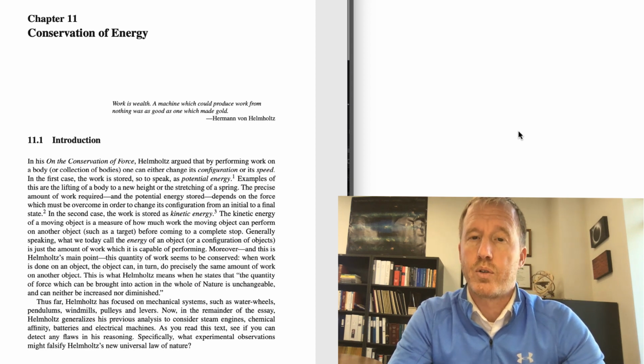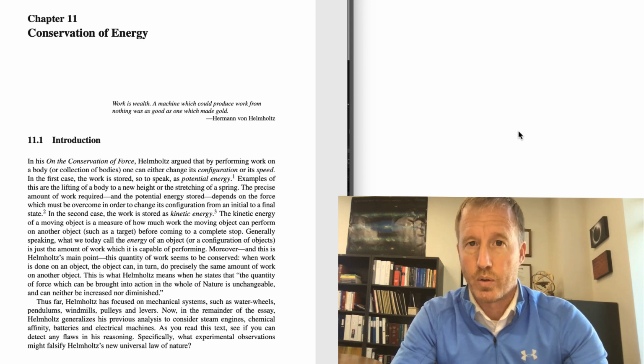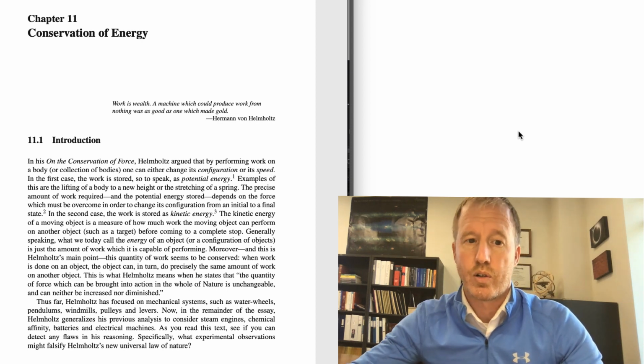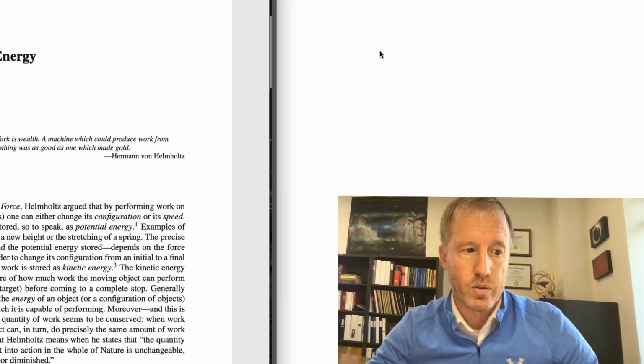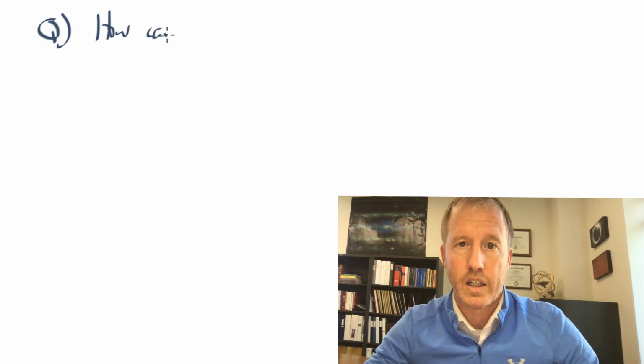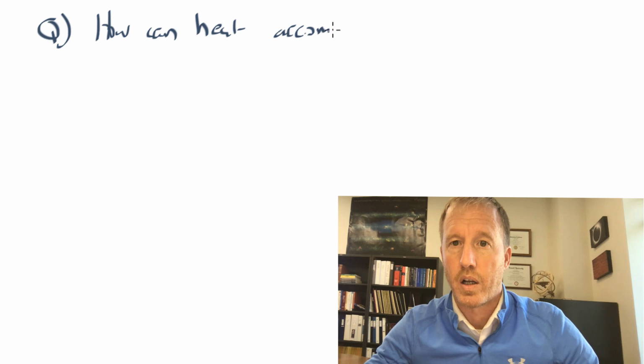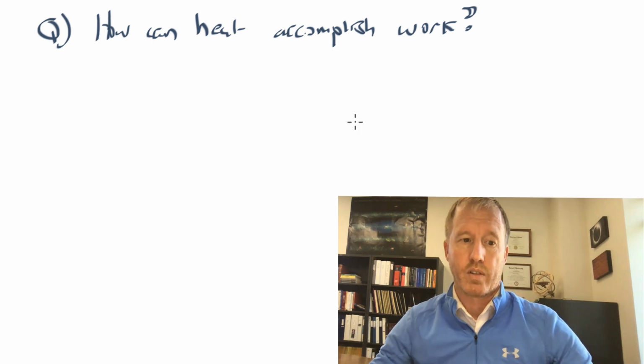If heat can produce mechanical power, why and how does it do so? And maybe to set the stage and to provide an example of the kinds of things that Helmholtz is going to be talking about, I'd like to introduce you to the concept of a steam engine. So here's the question: how can heat accomplish work? That is the general question that is being asked at the outset of this chapter.